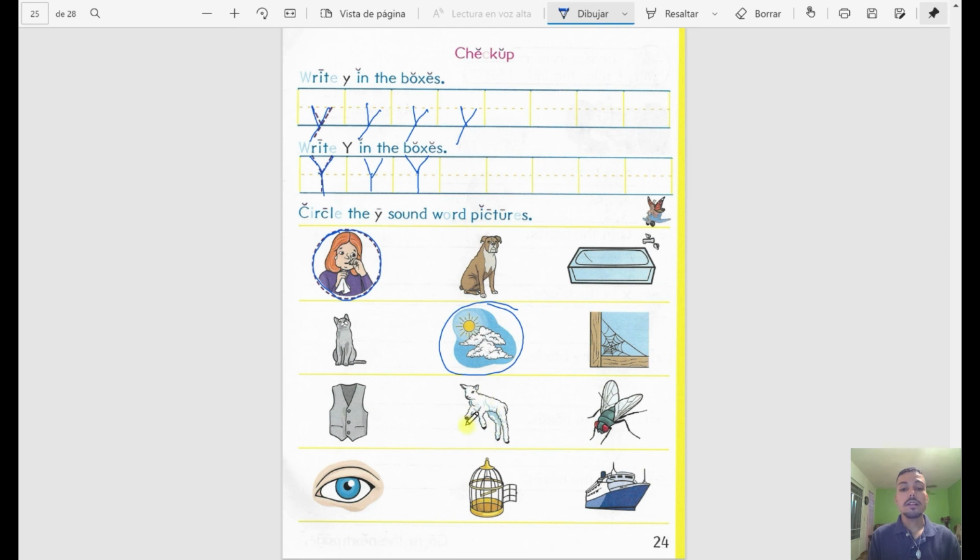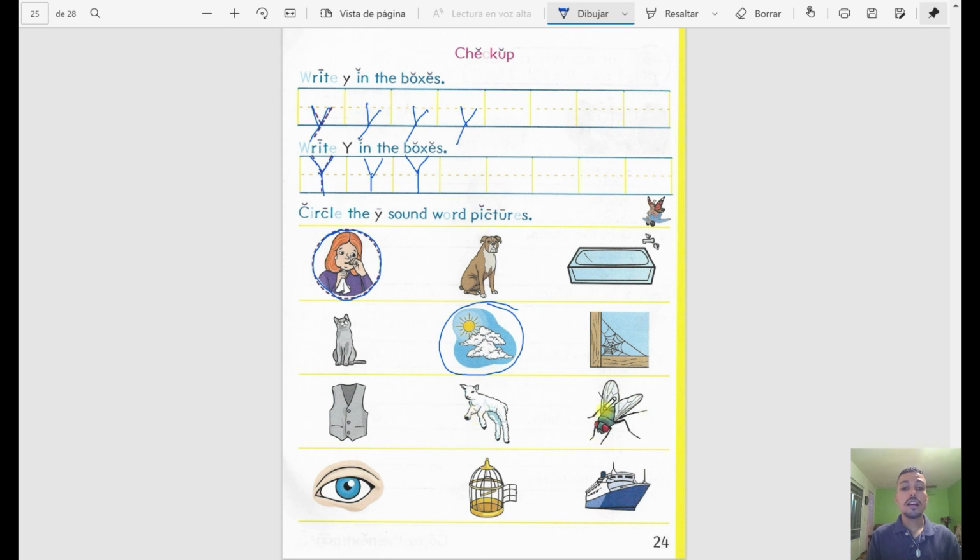The next one here. This is a lamb. Lamb has the sound I. Lamb, it has the sound. No, very good. It doesn't have it, so we have to leave it in blank, okay? We don't circle it.